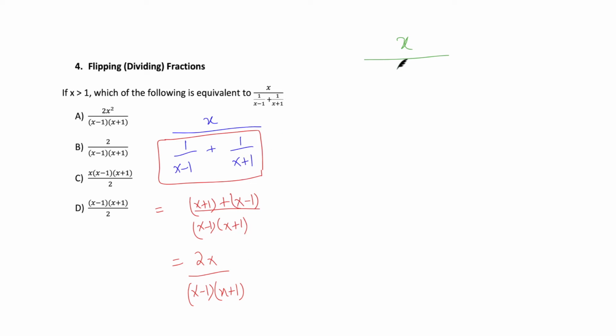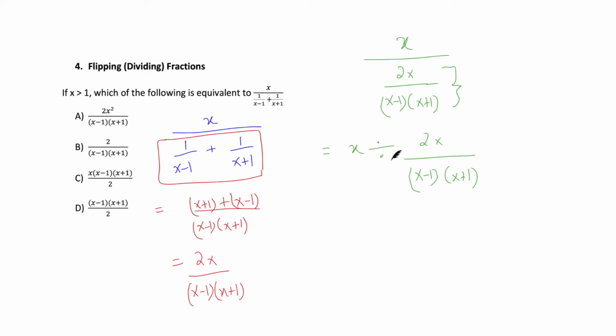So we are left with x over 2x over x minus 1 and x plus 1. Now this is where students get confused and make mistakes. So instead of writing it like this, can we write it like this? x divided by this expression. It's the same thing. So x divided by 2x over (x minus 1) into (x plus 1).